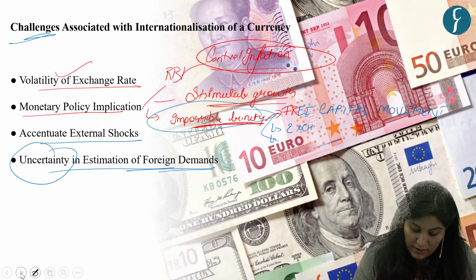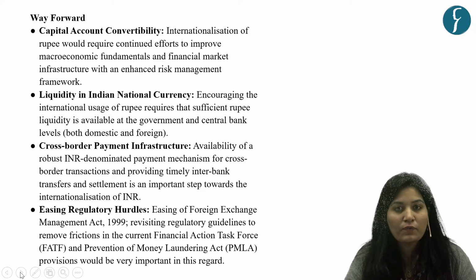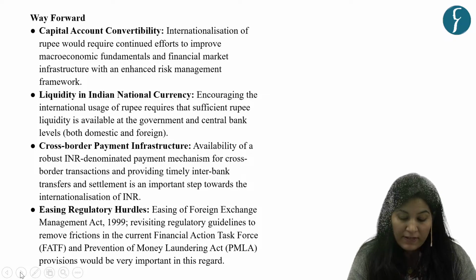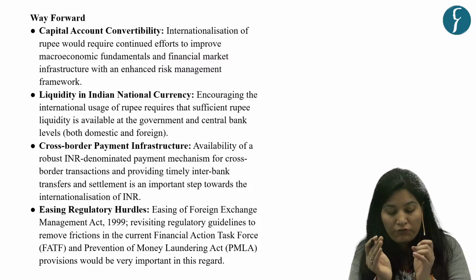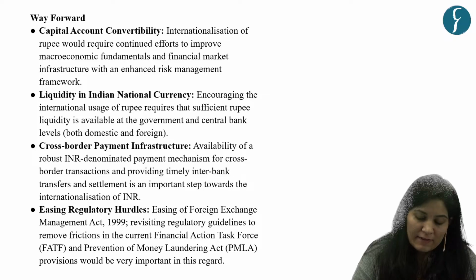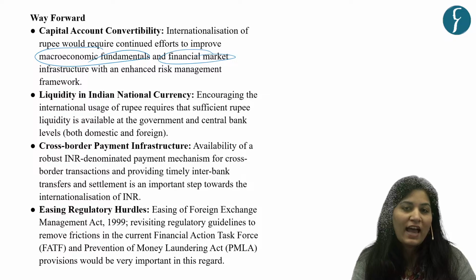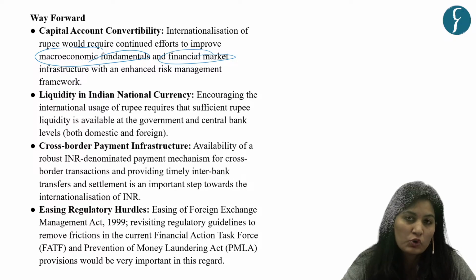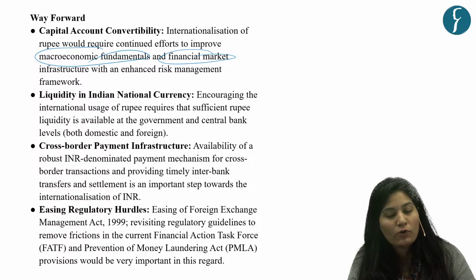Now, in this article, we have a few way forwards or ways out. The first way out is the internationalization of the rupee, which would require continued effort to improve macroeconomic fundamentals and financial markets. In the meantime, we can have a calibrated approach towards current account convertibility. So for capital, we can focus on macroeconomic fundamentals and financial markets.